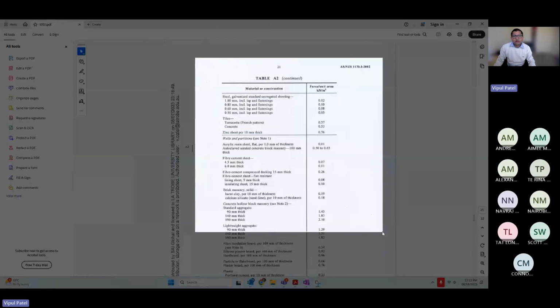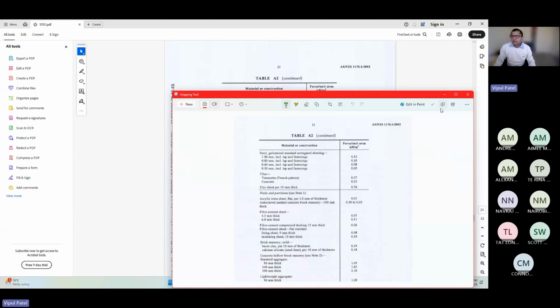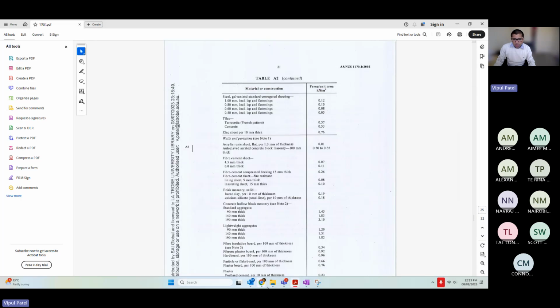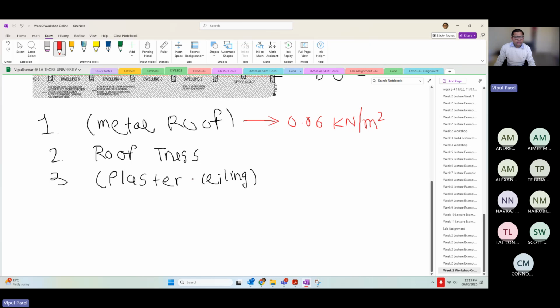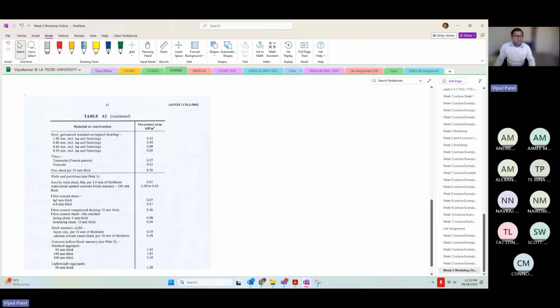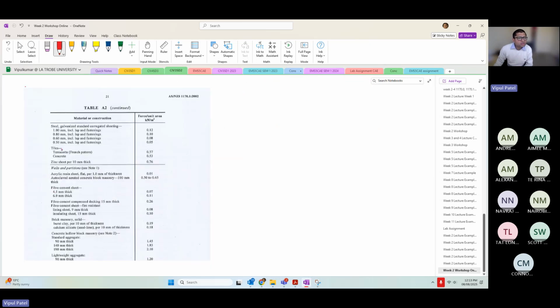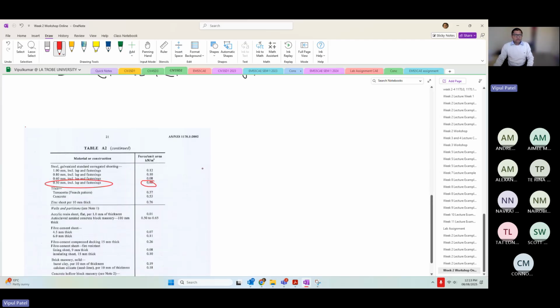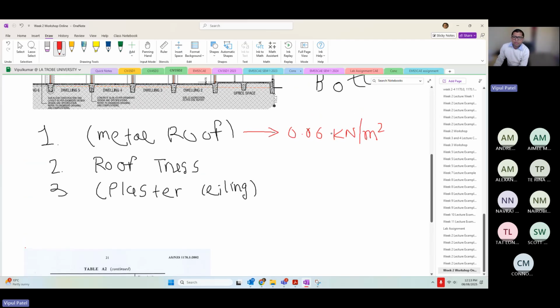But as I said, this depends on different configurations. Suppliers also provide that catalog, but I don't want to waste a lot of time on suppliers' things. Basically, we can use this galvanized standard corrugated sheeting, 0.05 kilonewton per meter square. That's also given in Australian standards, and we are using 0.06 from the supplier.